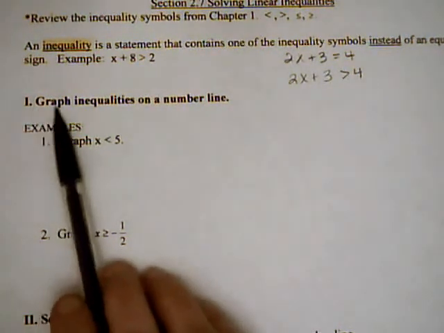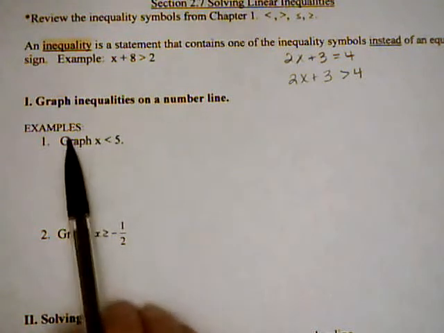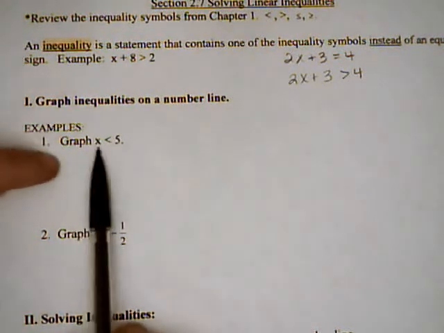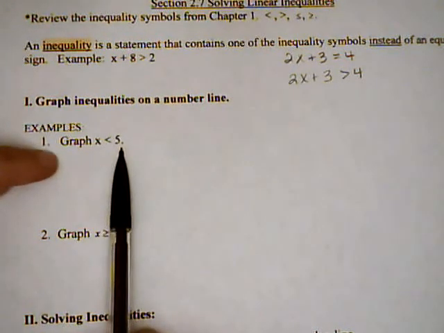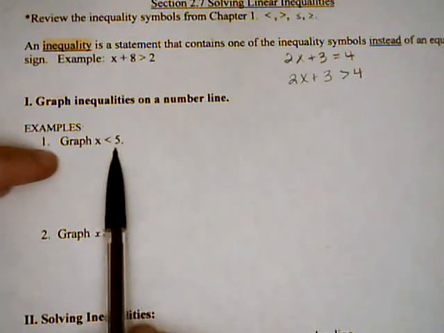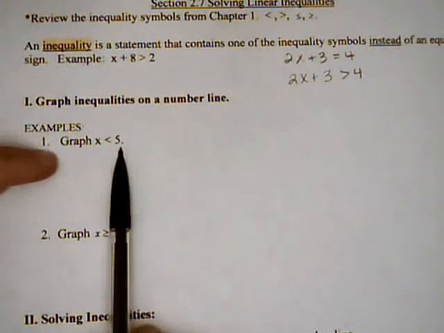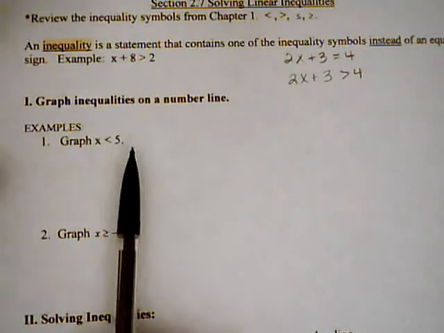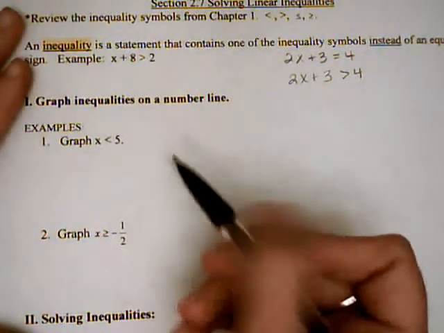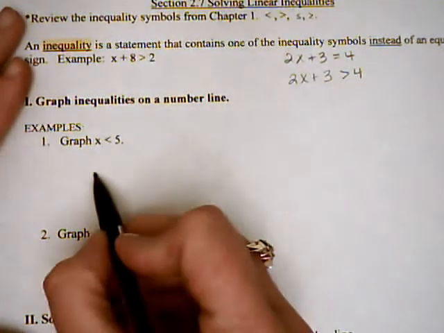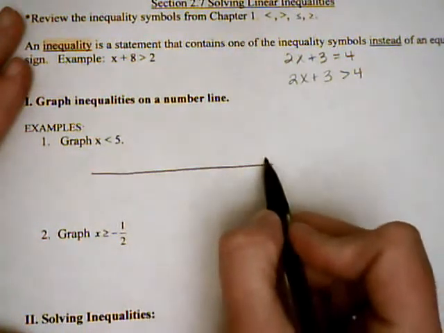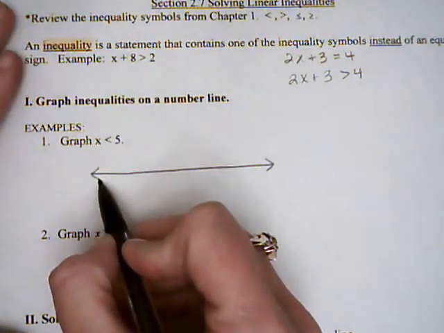So look at part 1. It says graph inequalities on a number line. Example 1 says to graph x is less than 5. Just think about what that means for a minute. x is less than 5, so what's a number less than 5? It could be 4, could be 3, could be -10. It's not just one number, but a whole group of numbers. So this is why we use a number line a lot of times to graph inequalities.